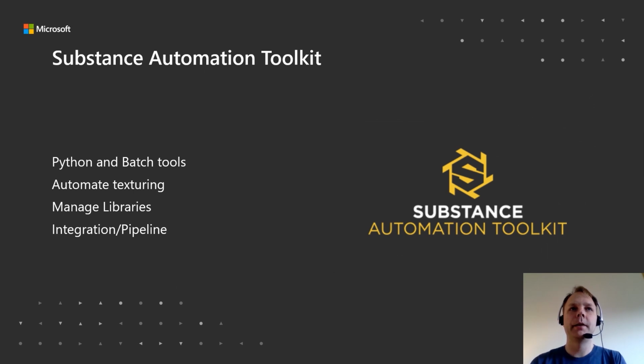I also want to mention Substance Automation Toolkit, which is also being heavily used in this pipeline. It's basically Python and batch tools for working with substance nodes and substance materials in a scripted fashion. It allows you to render out the maps for a specific permutation of a substance material, and it allows you to automate your texturing. It allows you to manage your substance libraries and also integrate substance in various pipelines. So if you have a tool that doesn't support the substance archives natively, you can use it to render out the maps that are needed so they can be read by external applications, those types of things.